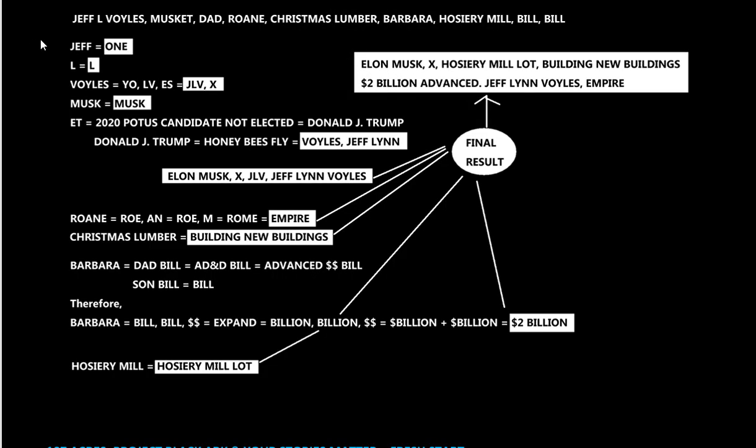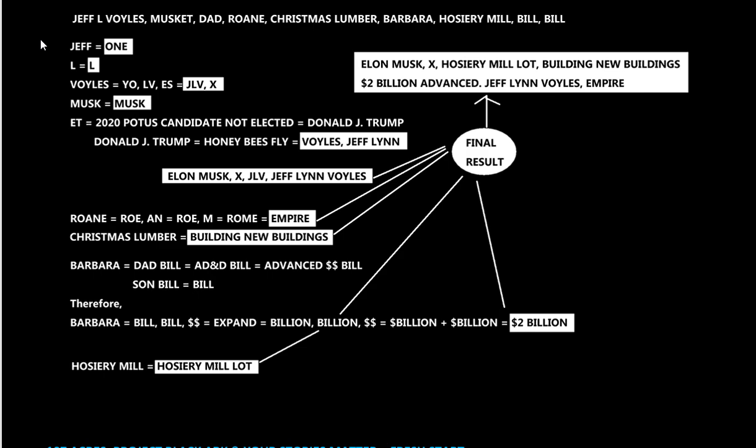All right. So Jeff translates to one, which is spelled O-N-E. L remains L. Voiles becomes JLVX. Musk from musket becomes musk. ET is 2020, a song containing a contribution from Kanye West, who was the 2020 presidential candidate who was not elected. The 2020 POTUS candidate who was not elected was Donald J. Trump. From the viral video, we know that honeybees fly to Donald J. Trump, and honeybees fly translates to Voiles Jeff Lynne.